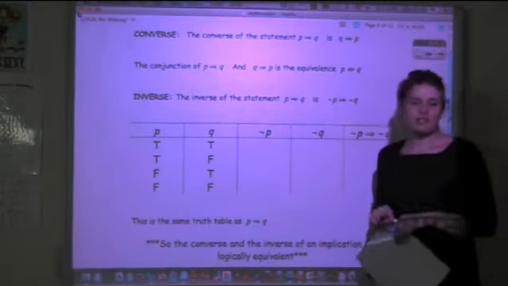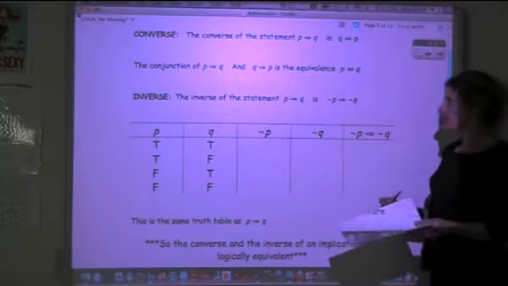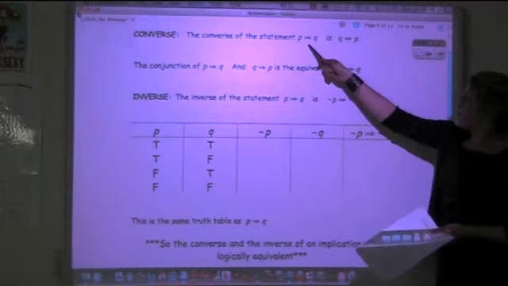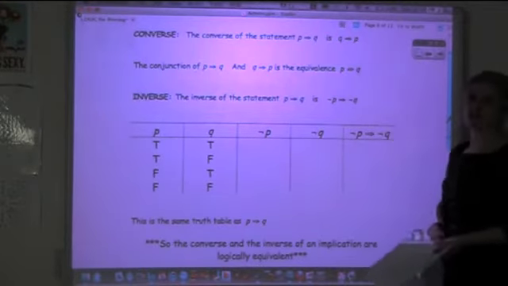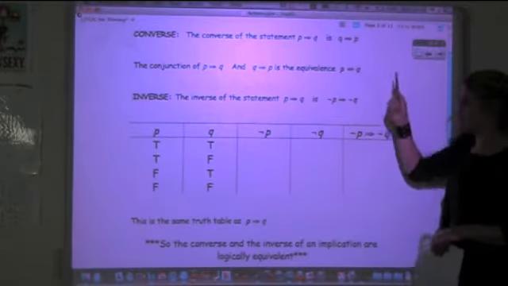Okay, session 3, just a short one. I want to talk about the converse of a statement. So we've got P implies Q. The converse is when you just switch those letters around. You've got Q implies P.